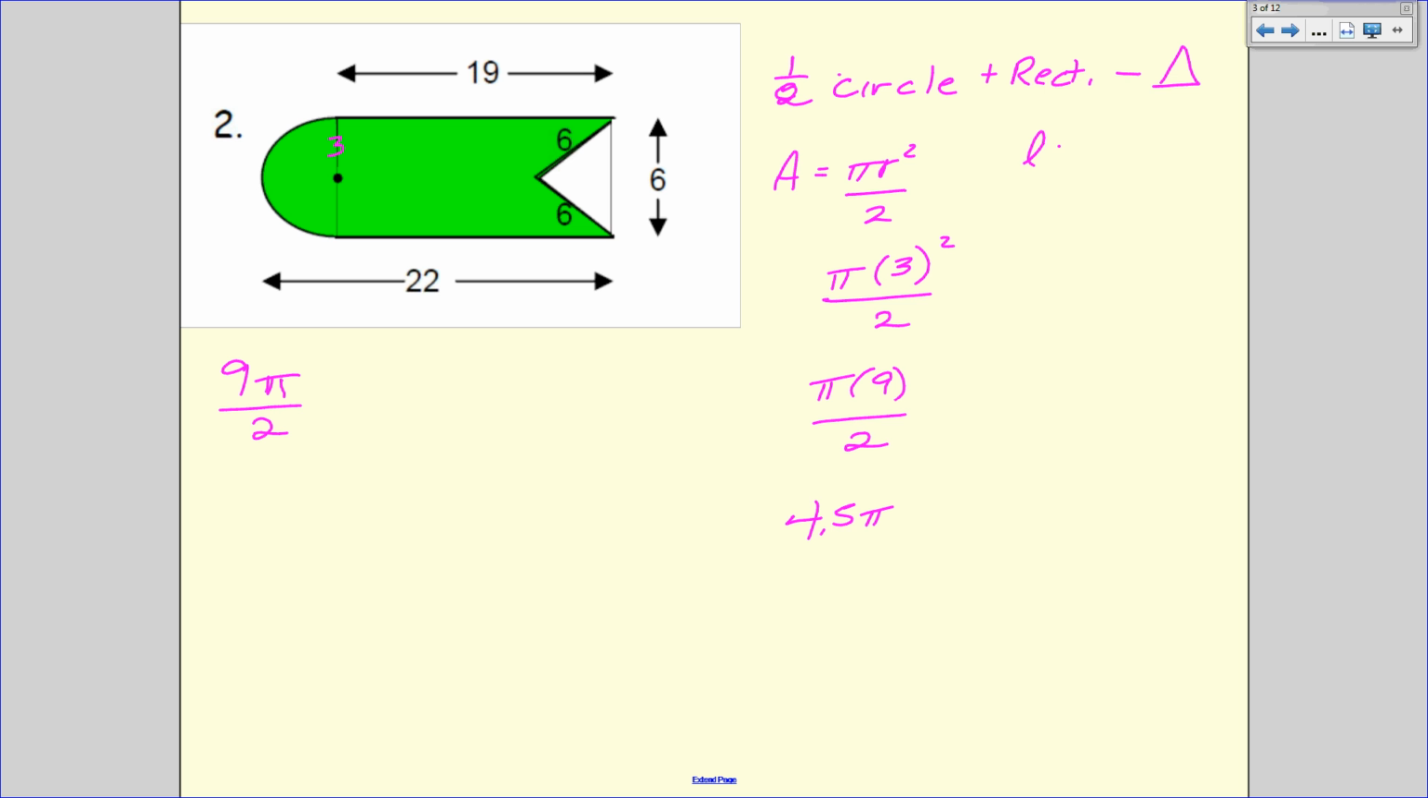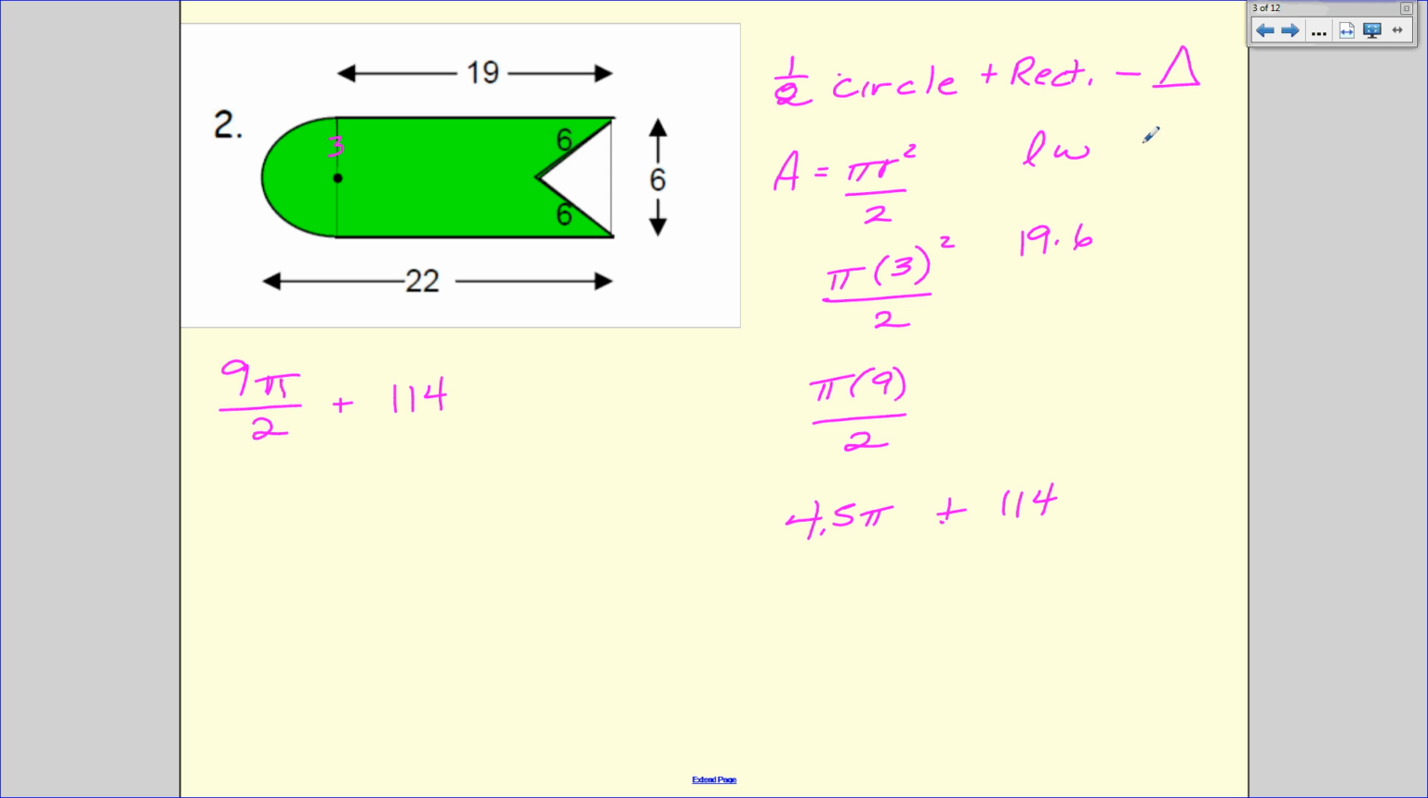All right, so now the rectangle. Well, the rectangle is length times width. Well, this is 19 times 6. So 19 times 6 is 114. So this would be plus 114. So I'm going to go over here and write plus 114 because we're doing exact over here. Now we have the triangle.